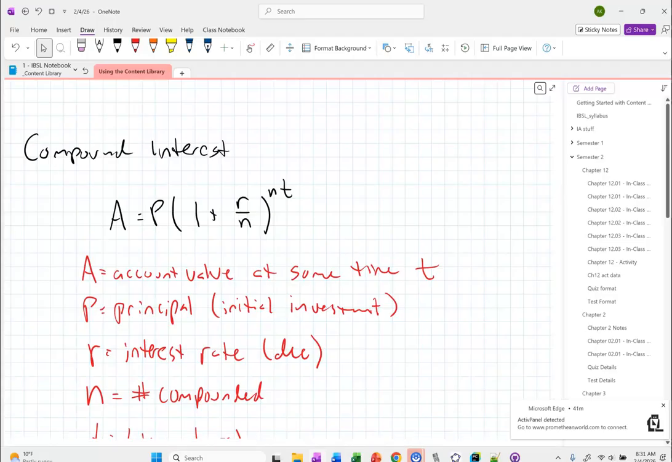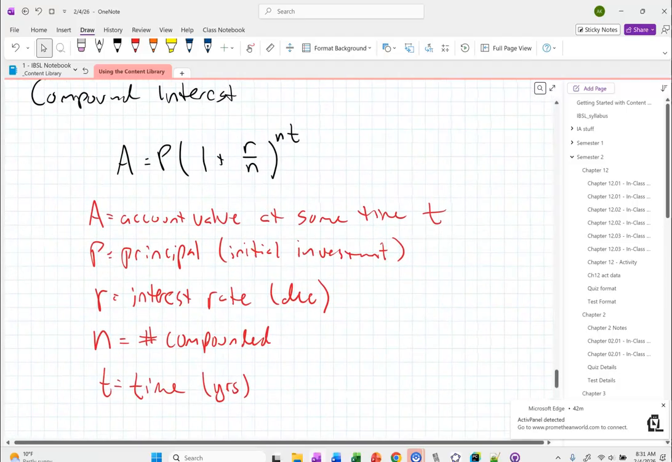Compound interest, you guys remember doing this in your previous pre-calculus and algebra 2 courses, I assume. So what I'm given here is the compound interest formula, where A is the account value at some time t, P is the principal, that's the initial investment, R is the interest rate as a decimal, N is the number of compounds per year, and T is time in years.